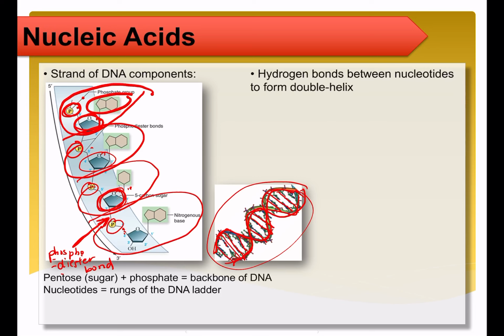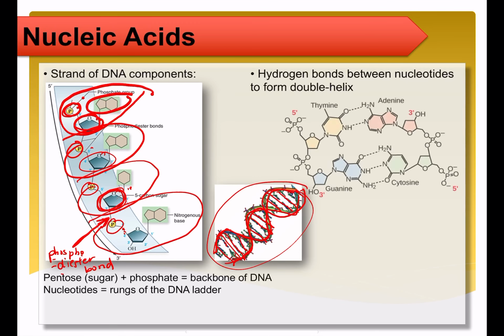Now, just as proteins are held together by chemical interaction, same with DNA molecules, okay? They are held together by hydrogen bonds between nucleotides to form a double helix. So this particular bond right here between the phosphate group and the pentose sugar is the phosphodiester bond, which is a covalent bond.